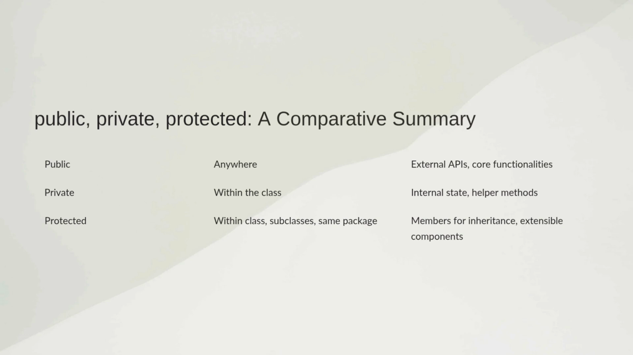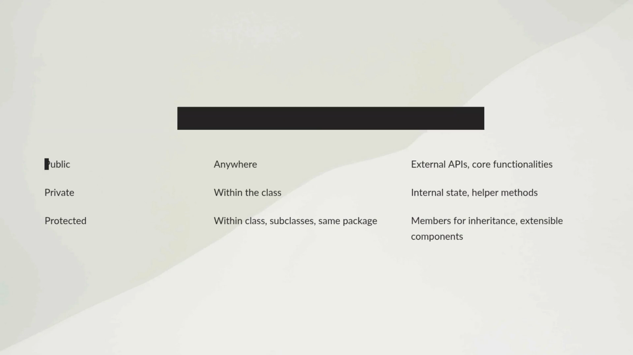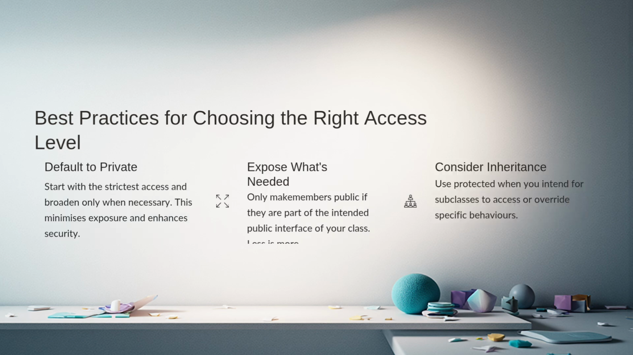Best practices for choosing the right access level. Default to private. Start with the strictest access and broaden only when necessary. This minimizes exposure and enhances security. Expose what's needed. Only make members public if they are part of the intended public interface of your class. Less is more. Consider inheritance: use protected when you intend for subclasses to access or override specific behaviors.